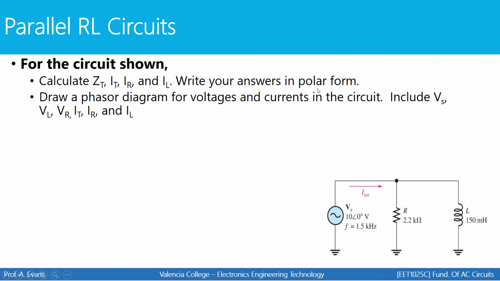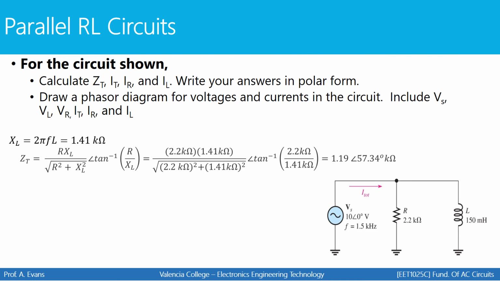So let's look at a parallel RL circuit. For the circuit shown, we're going to calculate total impedance, total current, the current through R, and the current through L, everything in polar form. And then we're going to draw a phasor diagram for all of the voltages and the currents in the circuit. Let's start with total impedance. Before you can do that, you need inductive reactance. So calculate that first, 2 pi FL.